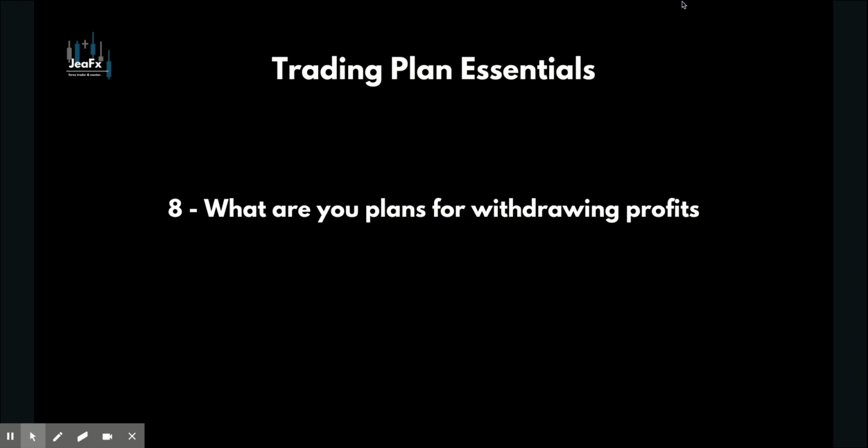The final real trading plan essential is going to be, what are your plans for withdrawing profits? Okay, at the end of the day, this is a business. We are here to make money. When are you going to withdraw money? Are you going to withdraw it weekly, monthly, or when you hit a certain percentage gain? Now, this is important to know so that you don't end up making a load of money and then giving it back to the markets, right? We want to make the money and then withdraw it.